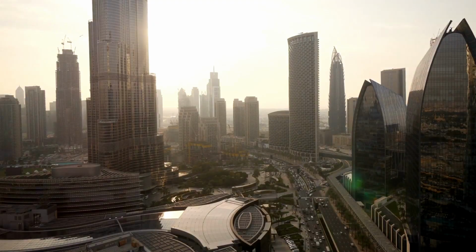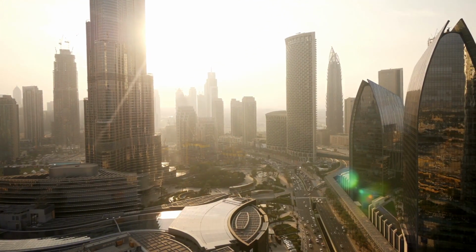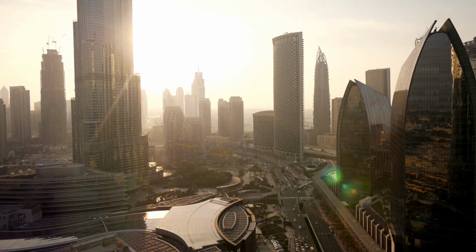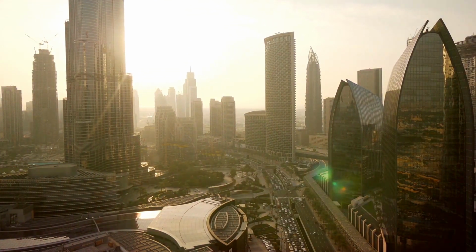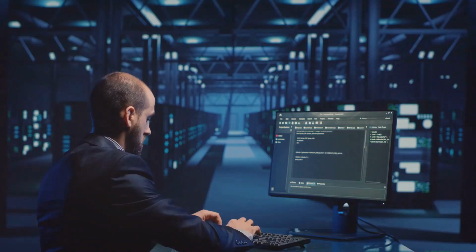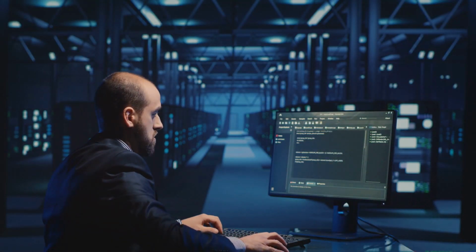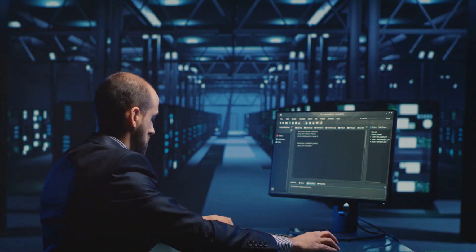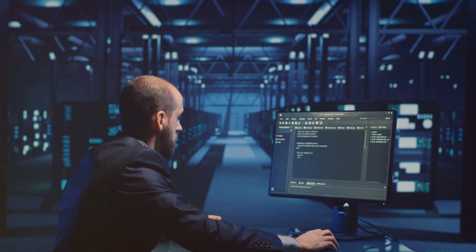Now let's talk about infrastructure integrity. The reliability of your Kerberos deployment heavily relies on the overall integrity of your network infrastructure. Regularly checking the health of your servers, conducting routine audits, and keeping your software up to date are some of the ways you can maintain this integrity.